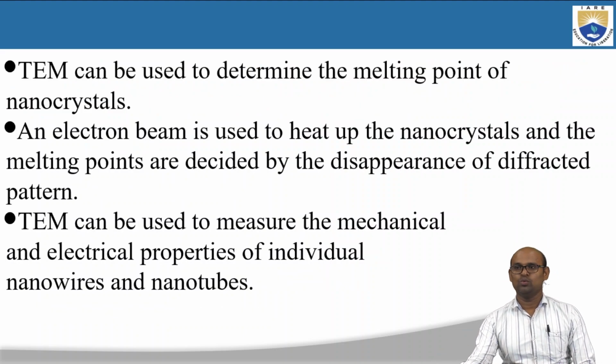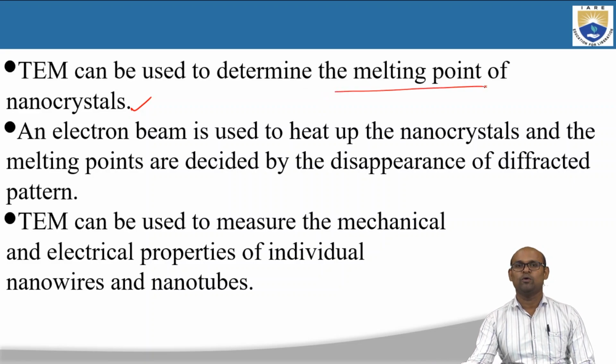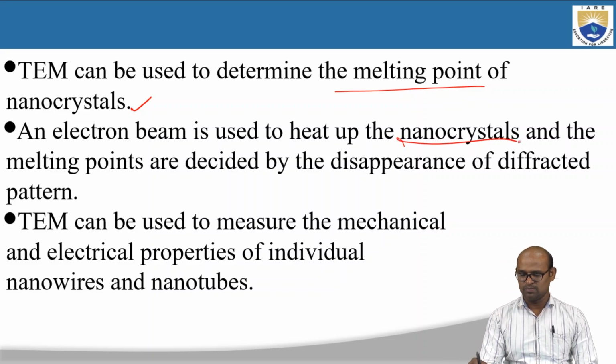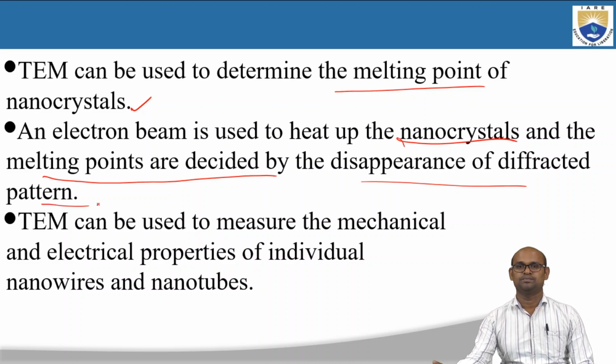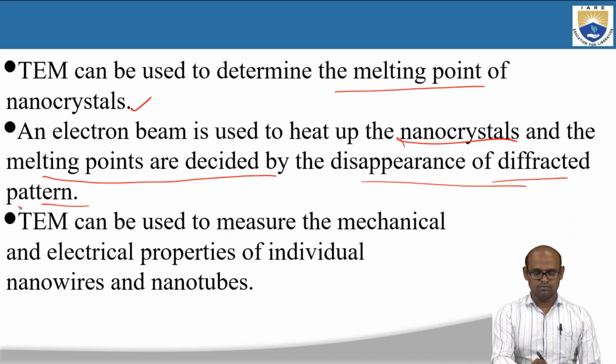Transmission electron microscope can be used to determine the melting point of nanocrystals. An electron beam is used to heat up nanocrystals, and melting points are decided by the disappearance of the diffracted pattern. So TEM is used to find out the melting point of nanocrystals, and the electron beam is used to heat up the nanocrystals. We can heat the nanocrystal using this electron beam and find out the melting point by looking at the diffraction pattern.